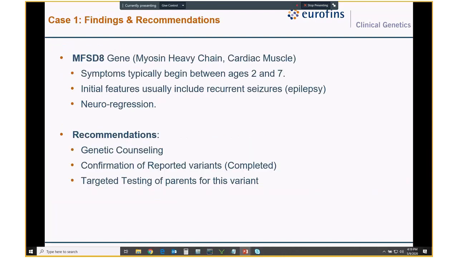What is this gene? This is a myosin heavy chain gene. You see recurrent seizures and neuroregression. We have done genetic counseling, and we confirmed this particular variant from NGS using Sanger. We recommended targeted testing for his parents. Unfortunately, the parents did not get back to us, so we don't have a resolution for this. But this is one of those clear-cut cases where we are very happy we could confirm the clinical diagnosis with genetic testing.